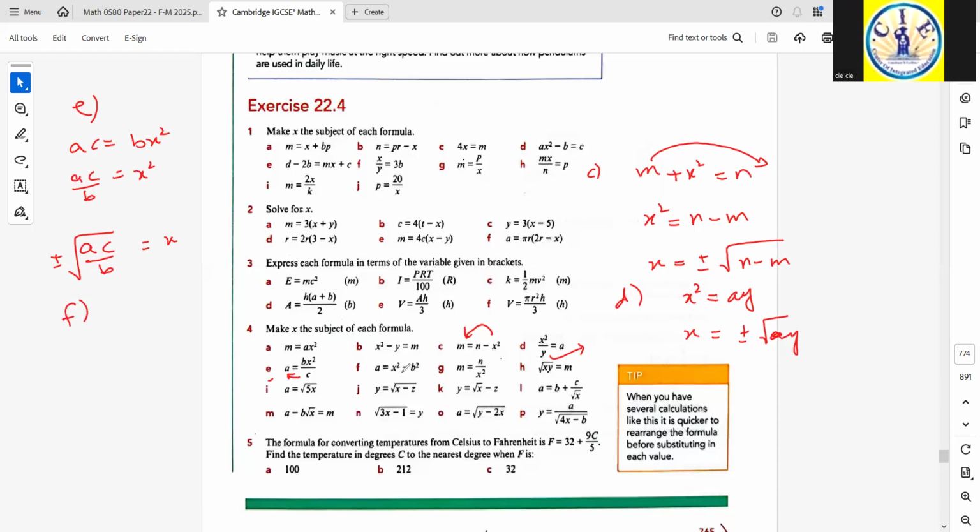For part F, let me shift this negative b to this side. a plus b squared is equal to x squared. And then I need to take the square root. The square root of a plus b squared, that is the value of x. Now in part G, first of all, this x squared would be multiplied with m. And then x squared will be equal to n by m when I shift m to the other side. And then to get rid of this square, I'm going to take the square root, n divided by m.